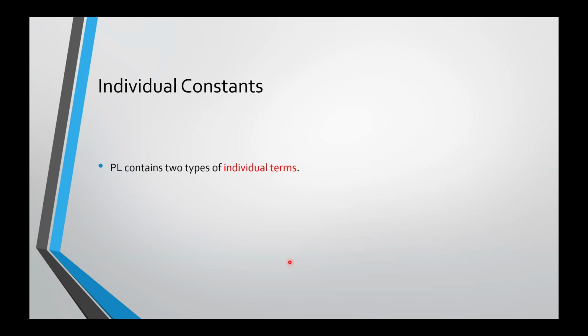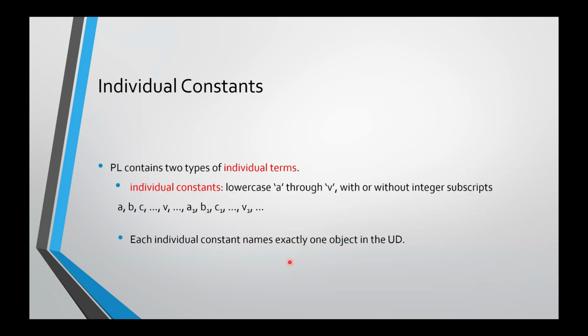Okay, so having laid out how that works, we can look at the next part of the vocabulary of PL. These are individual terms, and there are two types in PL. First are what are called individual constants. These are lowercase a through v. They can have integer subscripts, so that you have infinitely many of them. And what individual constants do is each one names exactly one object in the universe of discourse. So you can't have ambiguous constants where it's not clear what object they name.